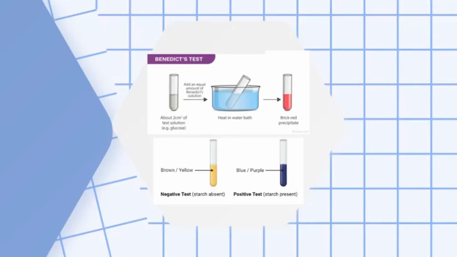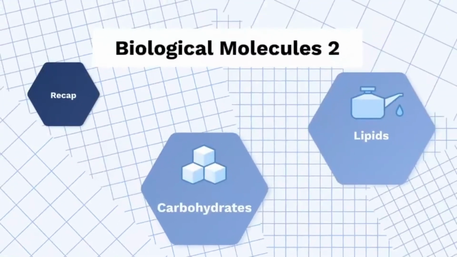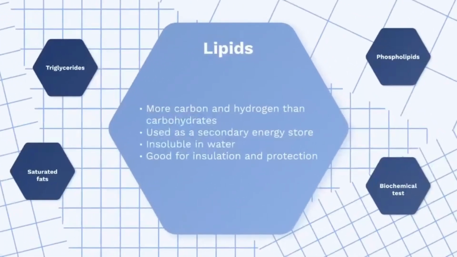Okay, so the second part of this lesson is going to be looking at lipids. Lipids are also made of carbon, hydrogen and oxygen, but there's always a higher proportion of carbon and hydrogen with a smaller amount of oxygen compared to the carbohydrates that we've just looked at. Lipids include a diverse group of compounds, and three types that we are going to discuss here are triglycerides, phospholipids, and steroids.